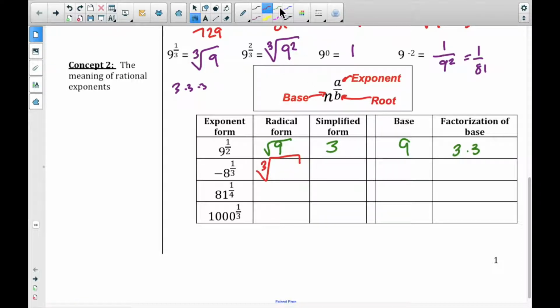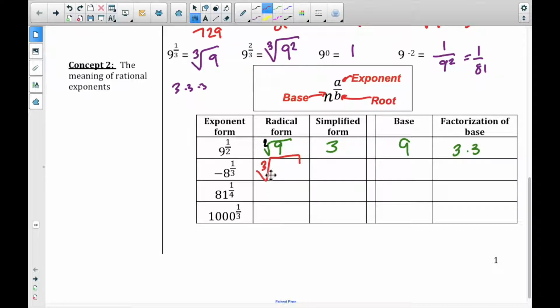Now, I should say on the square root, we don't usually write a little 2 in that corner, but if you want to remind yourself, you can. It's kind of a good idea to do that. I don't usually do that because I just understand it, but if that helps remind you, put that 2 in the corner. Okay, so this is a 3rd root, a cube root.